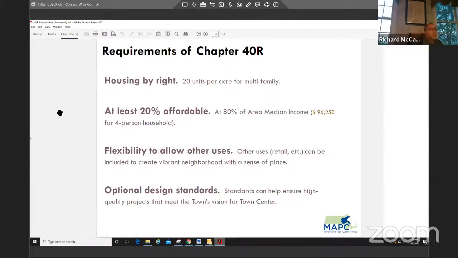We probably covered this one pretty well through the presentation. I think the one that people are probably most interested in is the second bullet. If you look at what 80% area median income means right now for the town of Norfolk, it's $96,250 for a 4-person household. And as you slide to 3, 2, 1, the income level goes down. And conversely, if you look at a larger family size, the income limit goes up as far as what 80% of the median area income means to the town of Norfolk.